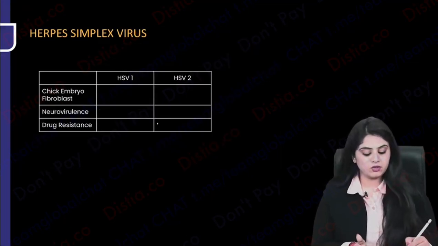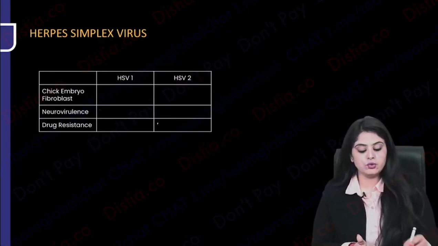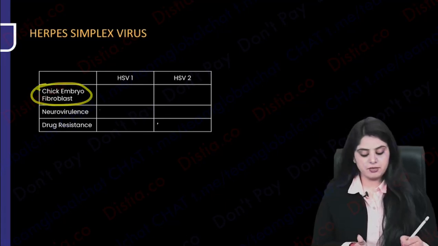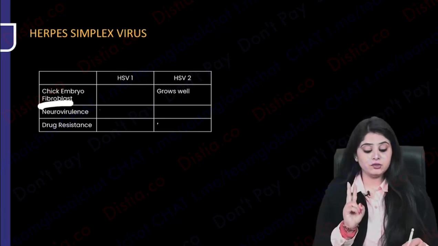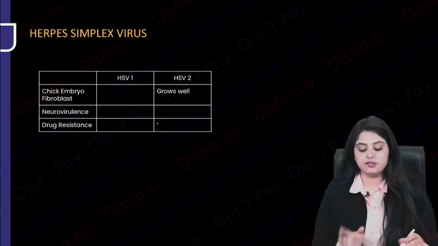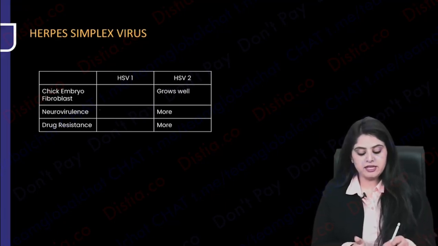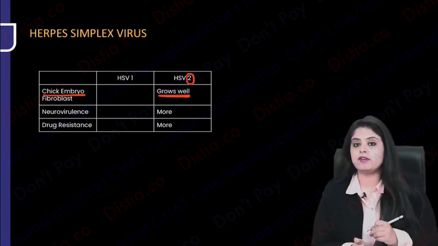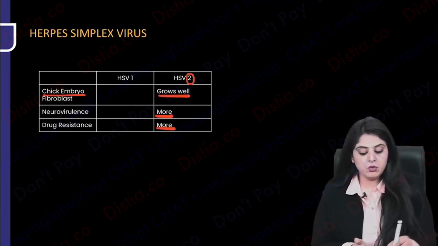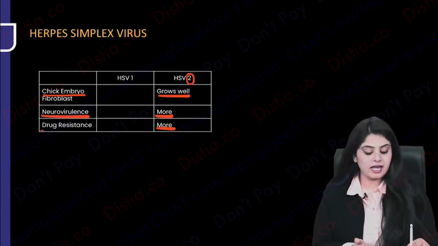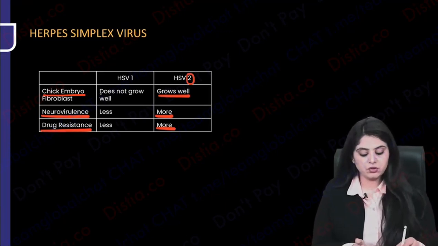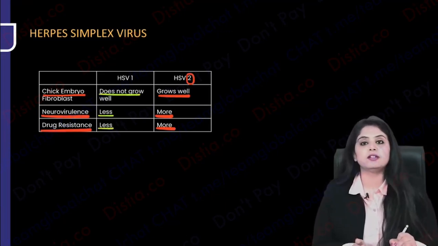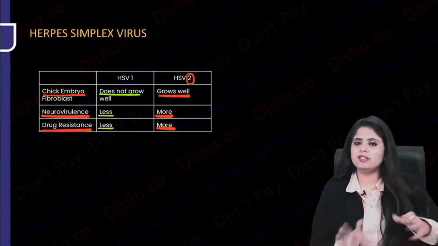Now let's come to the microbiology part. Who is going to show you growth on chick embryo fibroblast? Who is going to grow well? HSV2. Who is going to be more virulent and more resistant? HSV2, the elder brother, says, I will grow on the chick embryo fibroblast cell line. I will be more virulent, neurovirulent, and I am going to cause drug resistance. Whereas HSV1 is not going to grow well and is going to be less drug resistant and less virulent. Okay, so all this basic is done.